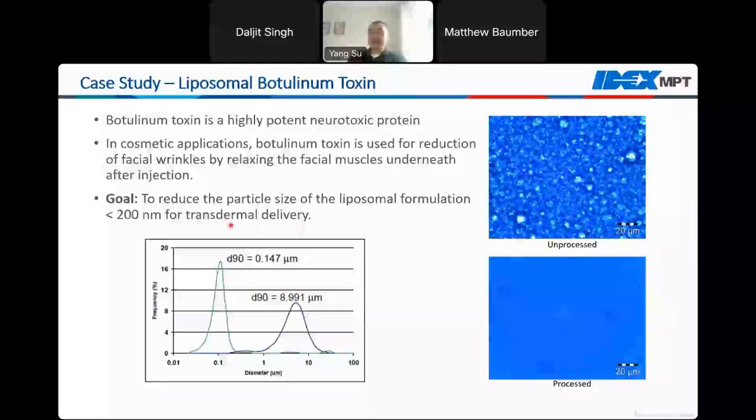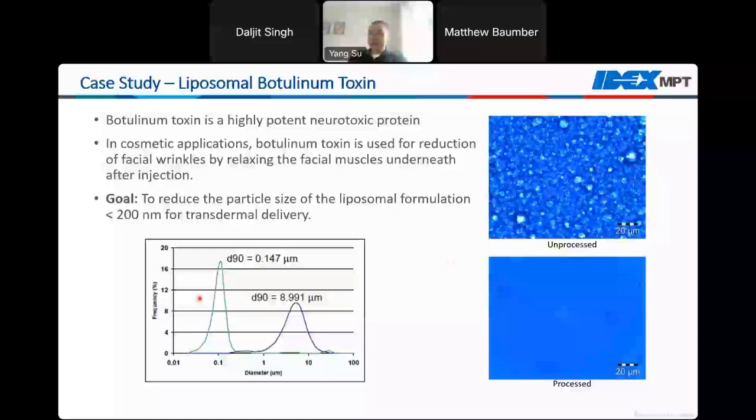Obviously, to achieve a desired transdermal delivery, we want to reduce the particle size of the liposome formulation to below 200 nanometers in this case. Again, you can see before pressing through our system, the D90 particle size is somewhere around 10 micron in size. You can actually see that with the microscope image shown here on the top. You can see all the large vesicles.